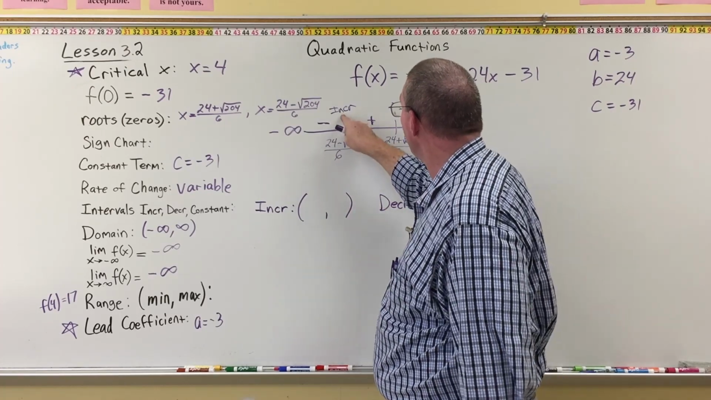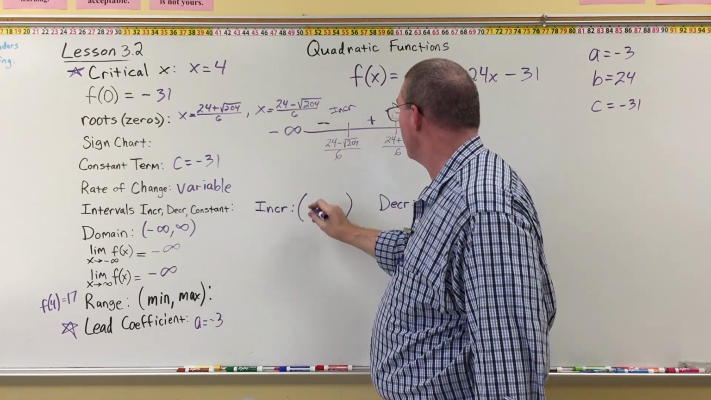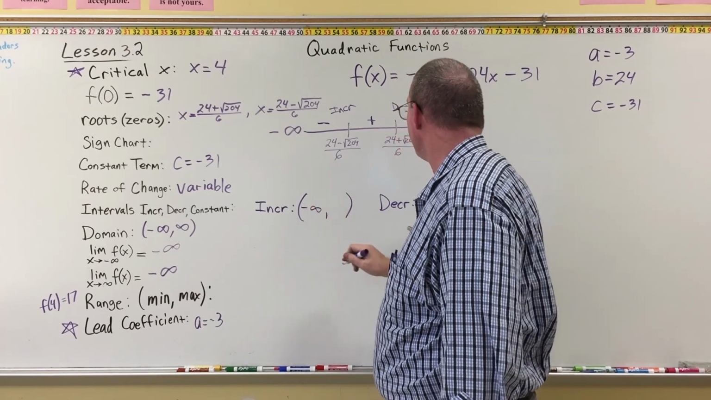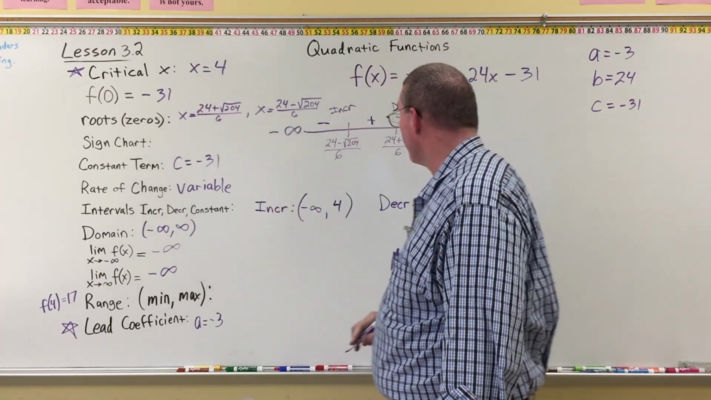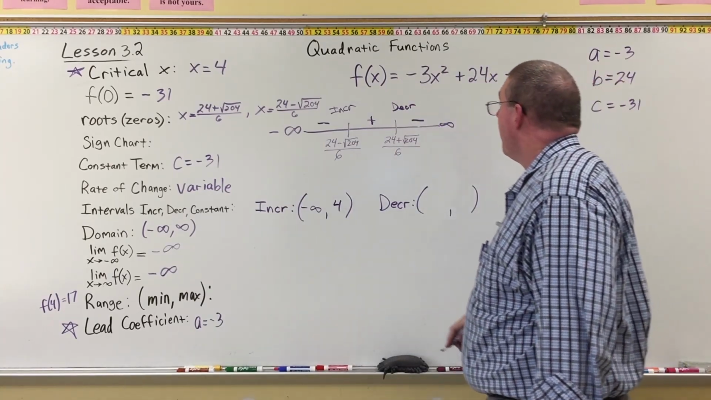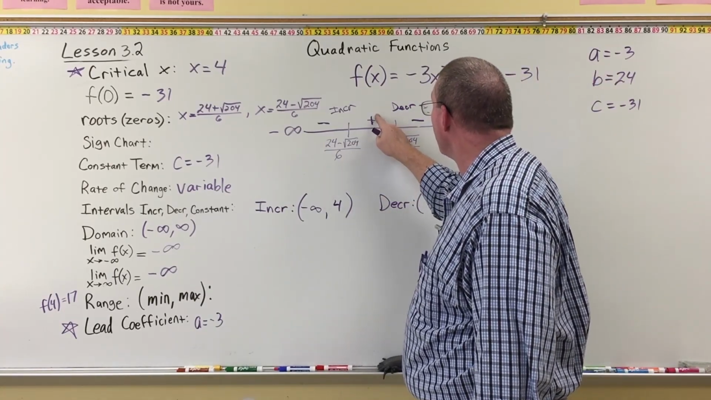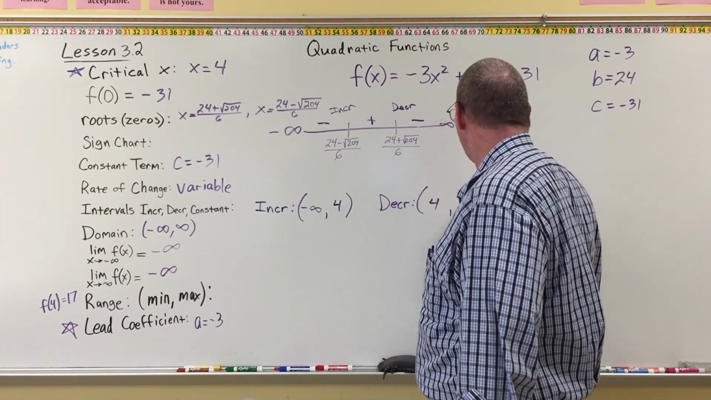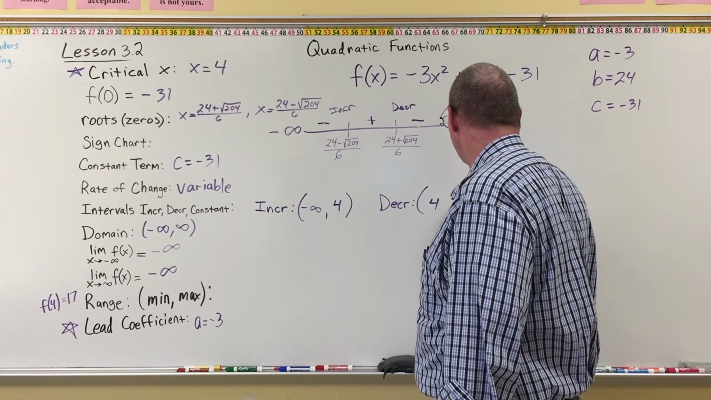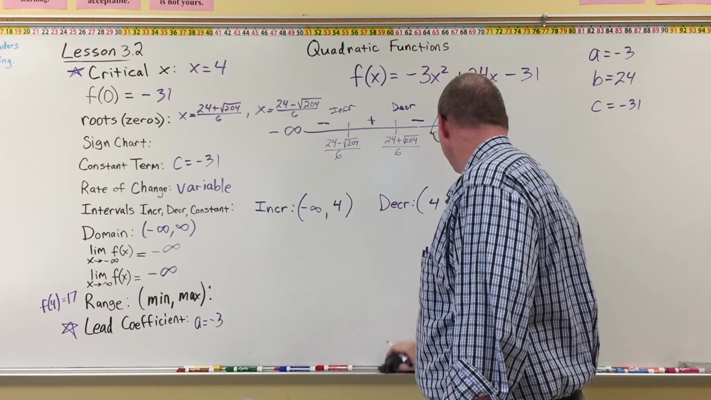And so the interval of increase is going to start over here at negative infinity, and then it's going to end at 4. It's going to end at the critical x. And the interval of decrease is going to start at 4, and it's going to end at a negative number. And so that is also, sorry, let me rephrase.